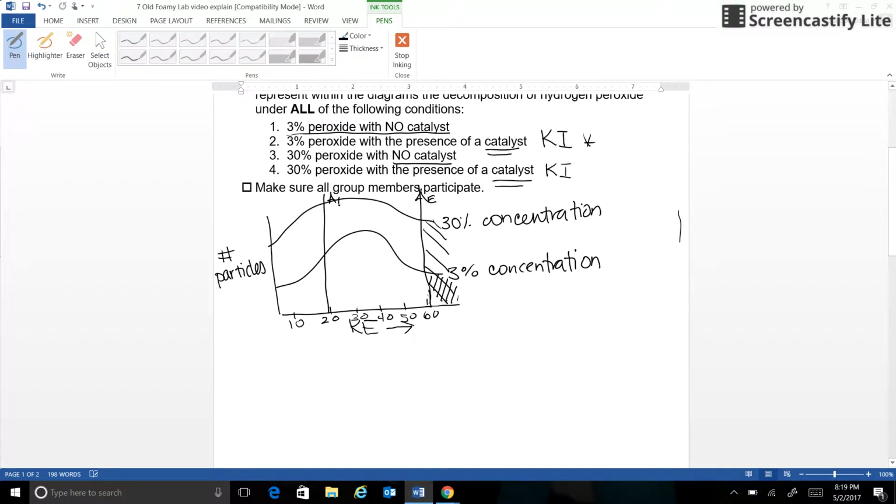So I'm going to mark that activation energy. I'm going to mark it with a catalyst. I might as well mark this without. Then looking at the graph itself, this area right here represents where the 3% concentration reacted. And look at the difference with the new activation energy of 20 kilojoules, how much more reacted with the 30%. So there we have it. With a catalyst, we did increase the rate of reaction, and we can graphically depict this.